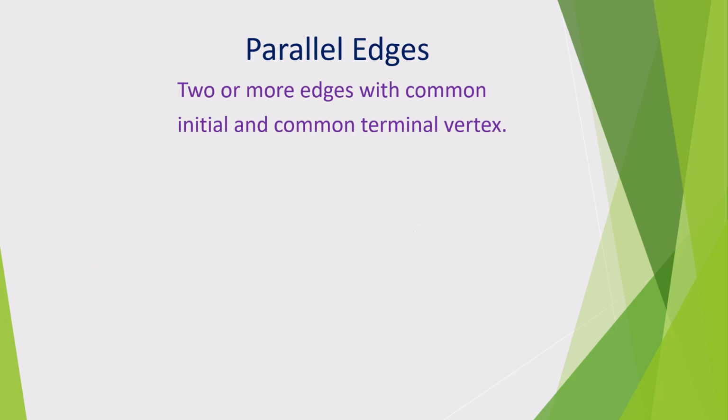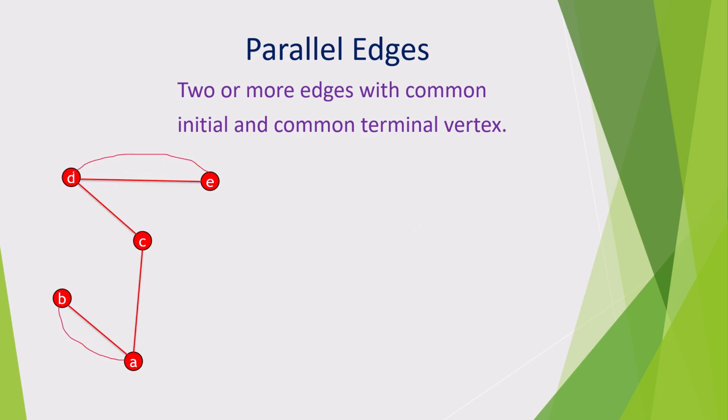Next concept is parallel edges. If two or more edges have the same initial vertex and the same terminal vertex, then we call those edges parallel edges. Let us see this graph. We will give names to these edges: E1, E2, E3, E4, E5 and E6. E1 and E2 are edges incident on A and B. E1 has end vertices A and B and E2 also has end vertices A and B. So E1, E2 is a pair of parallel edges.